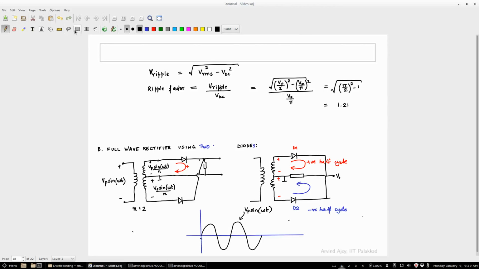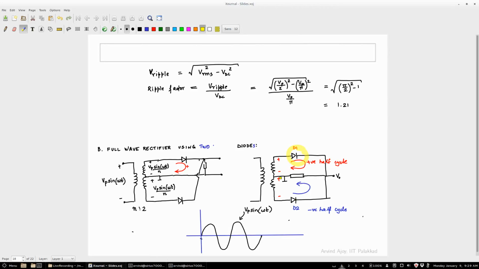Now, let's take this and what is this? This is your Vp sin omega t, right? That's your input. All right. Now, in the positive half cycle, what's going to happen? In the positive half cycle, the diode is going to conduct.